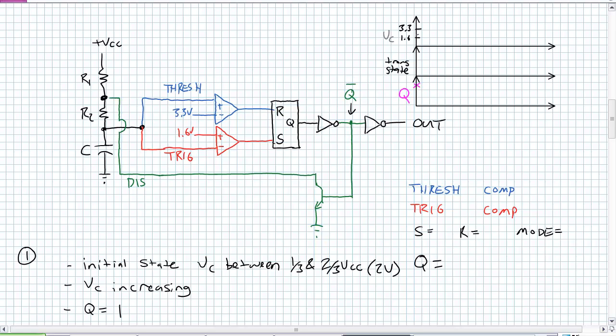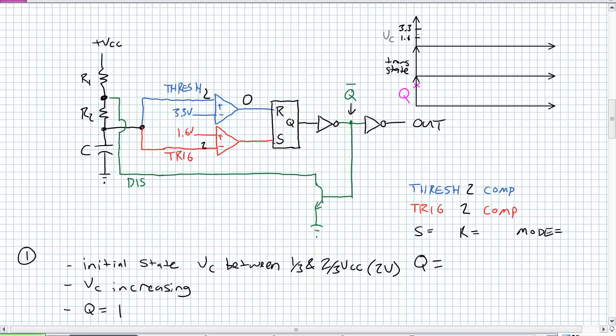If it's on the way up, what that means is Q is equal to 1. What are the inputs for the comparators? They're the same. What is it? It's 2 volts. Each one of those is going to have 2 volts on its inputs. What are the outputs for each one of those comparators? The threshold, the blue one, is comparing 2 volts on the positive with 3.3 on the negative. What's that going to be? It's going to be a 0.